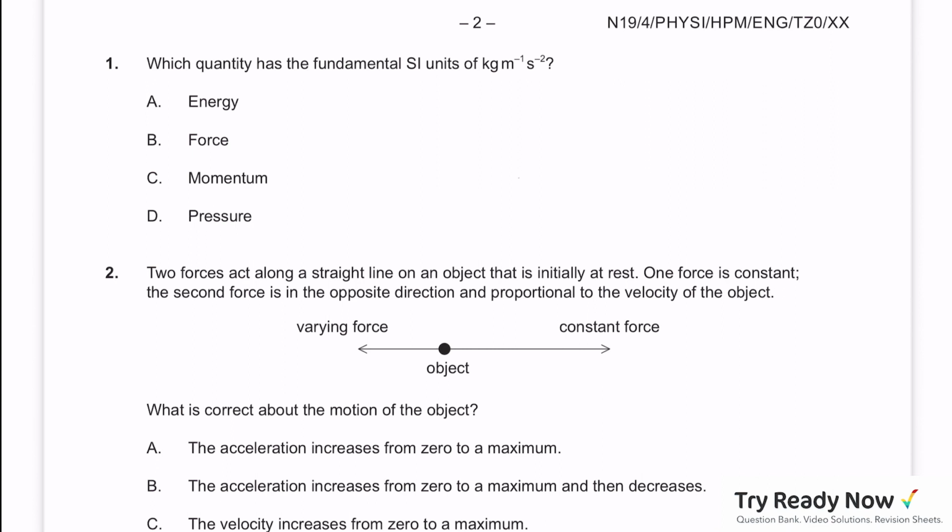This is the November 2019 Timezone 0 Physics HL Paper 1 for IB Physics video walkthrough. So let's begin with question 1.